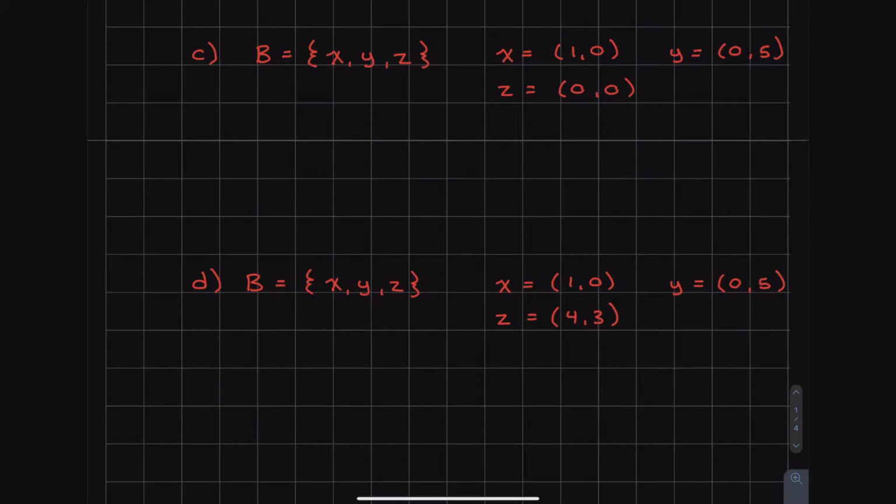Now things get a little bit different, but there's kind of a trick to this one. I really like this one. The first thing is B now is a set of 3 vectors, x, y, and z.